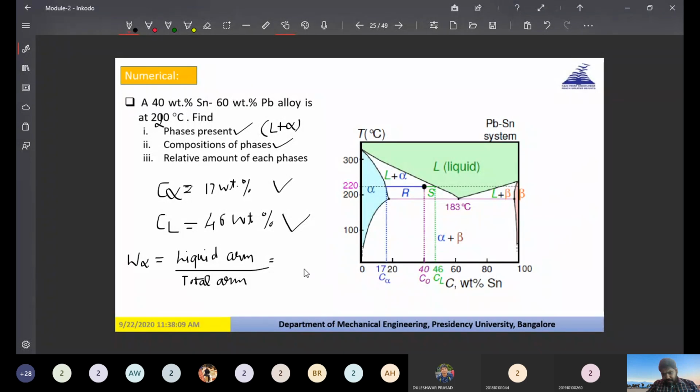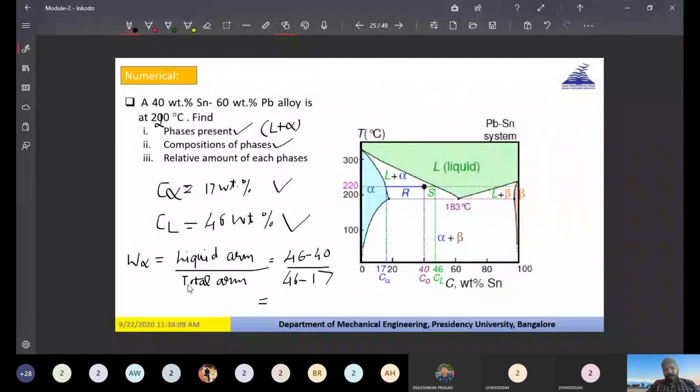So we can find this by taking 46 minus 40. From here, this is 46, and from here, this is 40, so the difference between these two gives the liquid arm. Divide by the total arm. The entire length of this tie line is the total arm, so this is 46 minus this point, which is 17. When you solve this, you will get the weight fraction of alpha.